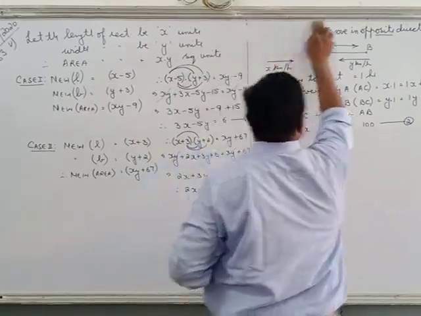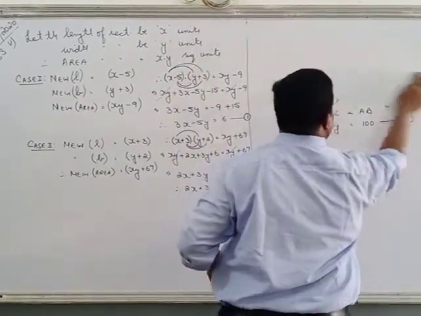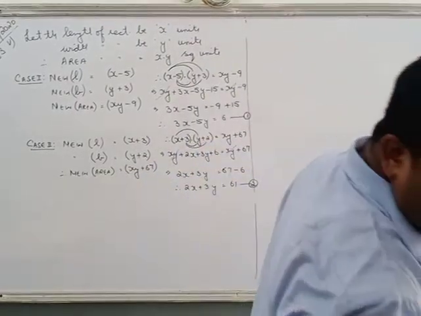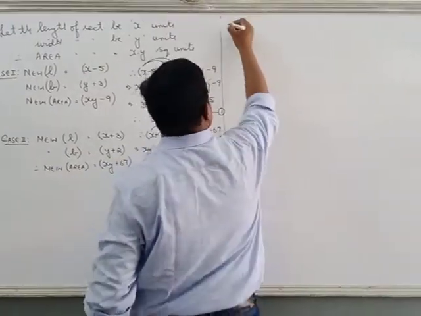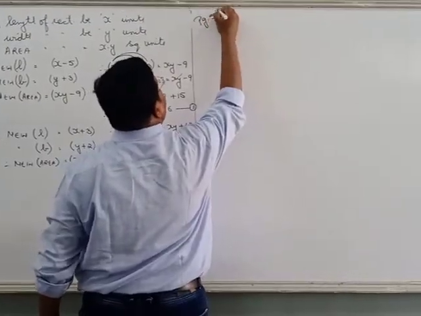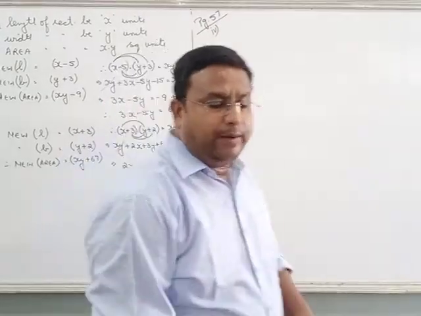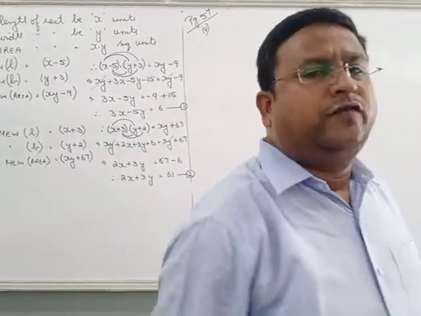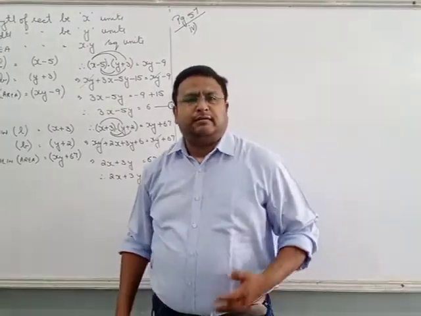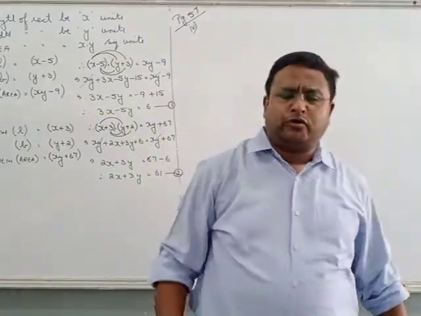Page number 57, 4th part. Meena went to a bank. All of us know about currency notes, right?